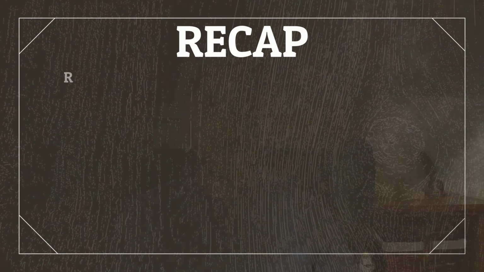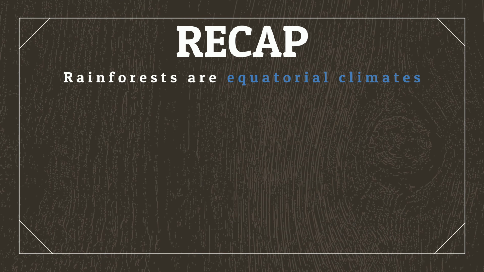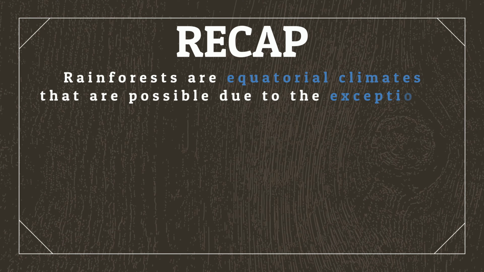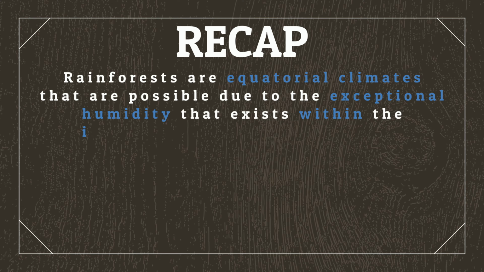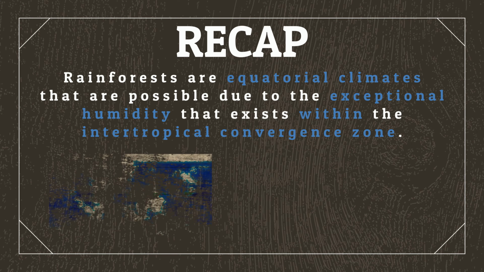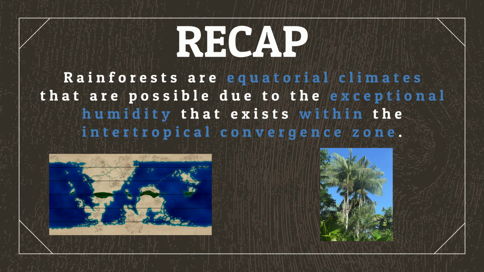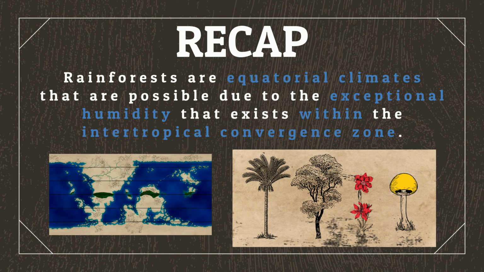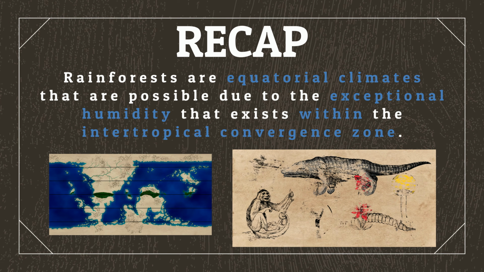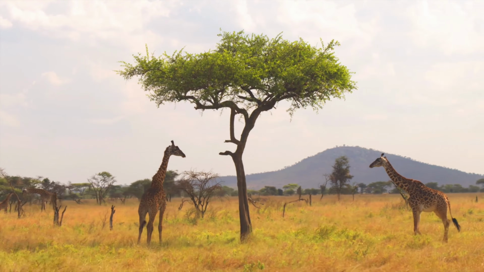So, to recap, rainforests are equatorial climates that are possible due to the exceptional humidity that exists within the intertropical convergence zone. We placed where the tropical rainforests will be located on our map and determined some of the integral flora within the region, designing some of our own fictional equivalents before also creating some iconic and keystone creatures to inhabit the region. Join me next time where we'll move poleward from the tropical rainforests to talk about the savanna biomes.